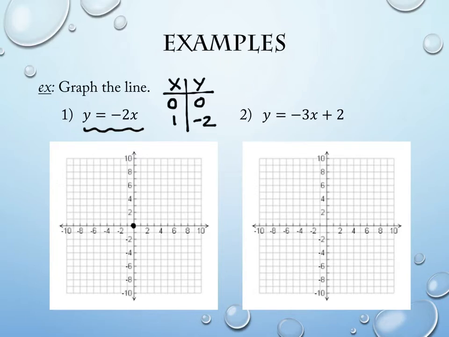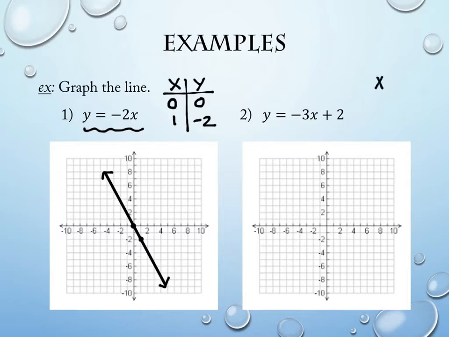And we're going to come down and plot that. So there's 0, 0, and then I have 1, negative 2, which would be right here. And we're going to connect those two with a line. That looks relatively decent. Lines have arrows on the end, so we'll tidy that up. All right, let's try another one.